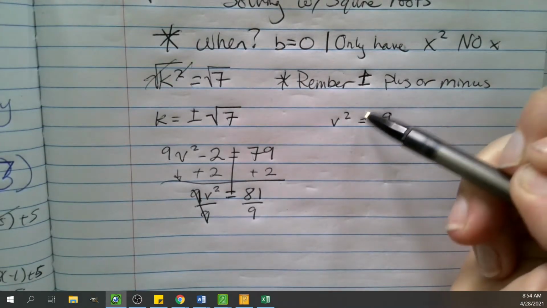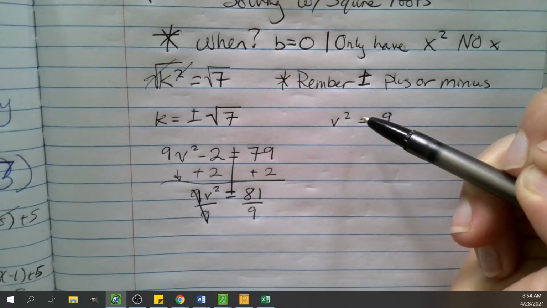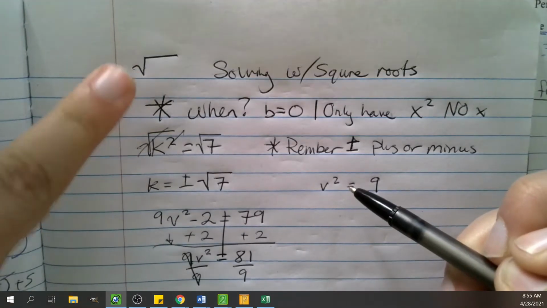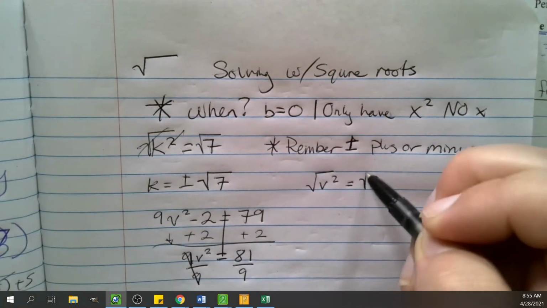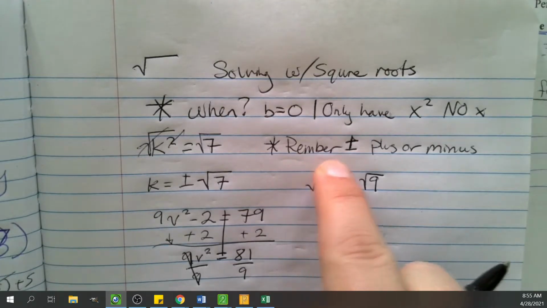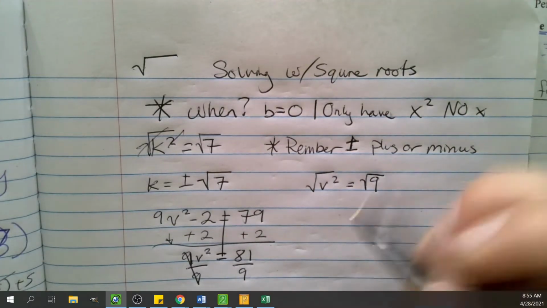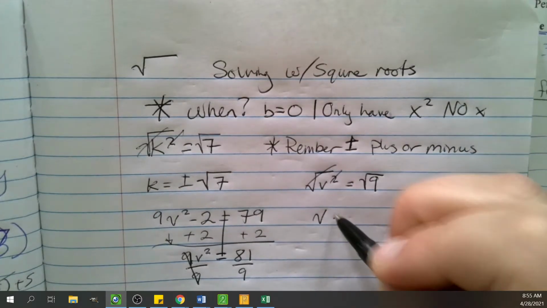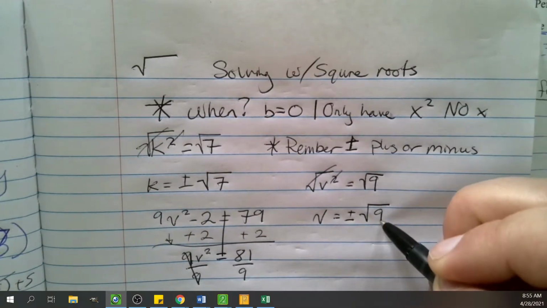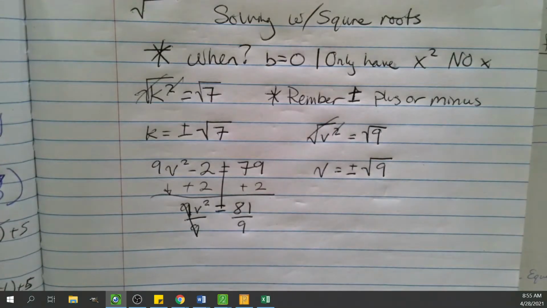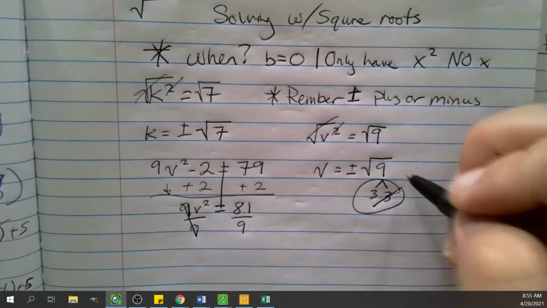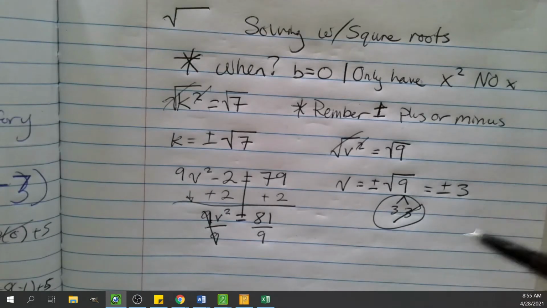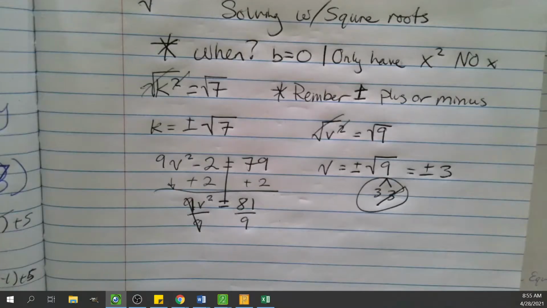How do I get rid of that square? What do I gotta remember? Can you break down that 9 for me? What are some numbers that go into 9? 3 and 3. So I have a group of 2. 1 comes out and nothing's left over, so that's literally my answer. Positive and negative 3.